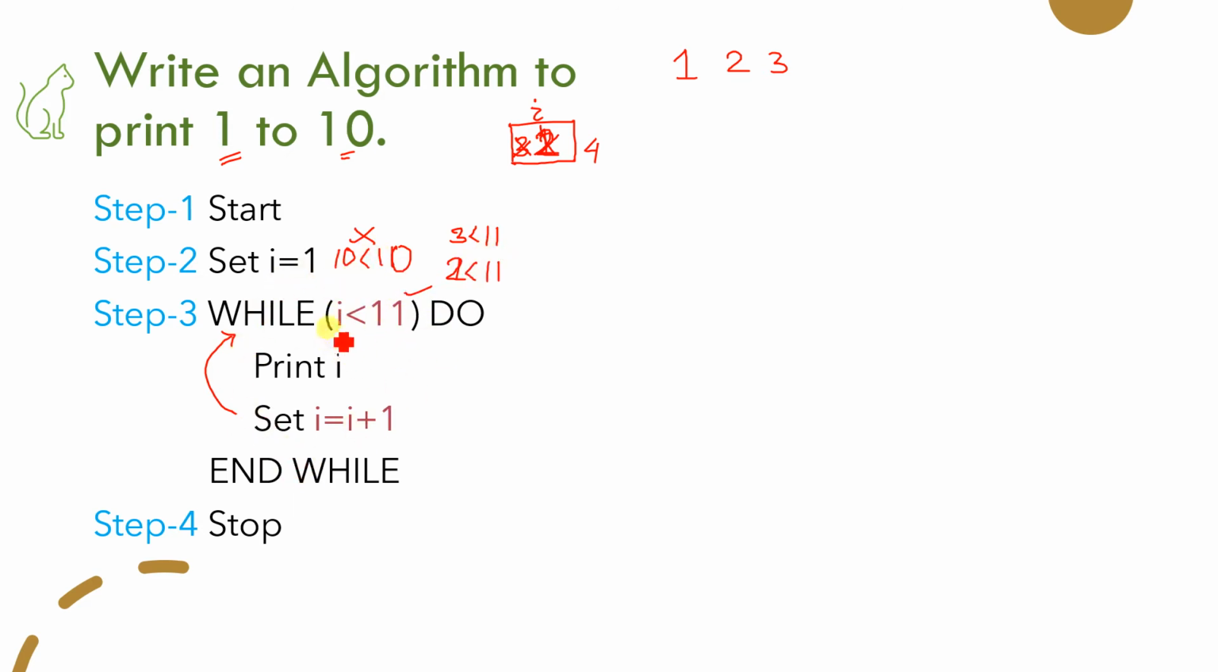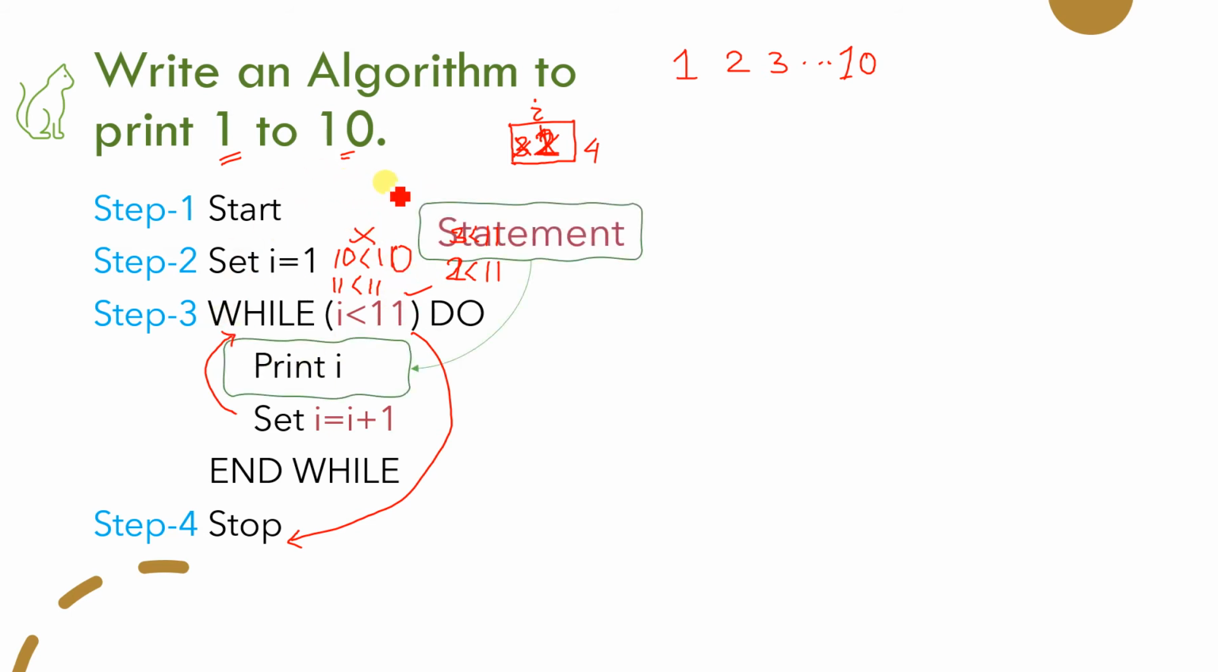Okay. So when the loop gets false, think about 10 is less than 10, the condition gets satisfied, the I value 10 gets printed. Okay, so at last 10 gets printed. When I becomes 11, 11 is less than 11, the condition will be false, and we will come out of this loop and execute the stop button, where our algorithm stops. Okay, now I hope you understand the algorithm.